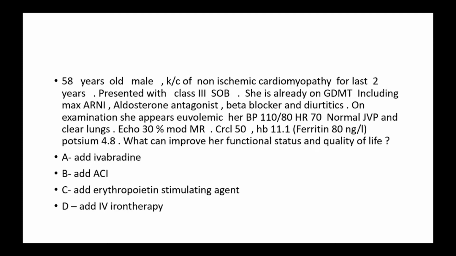This one is a 58 year old male, a known case of non-ischemic cardiomyopathy for the last 2 years. Presented with class 3 shortness of breath. He's already on guideline-directed medical therapy, including maximum dose of ARNI, aldosterone antagonist, beta blocker, and diuretics. On examination, she appears to be euvolemic. Her blood pressure is 110/80, heart rate is 70. She had a normal JVP and clear lungs. Her echo shows EF 30% and moderate MR. Creatinine clearance is 50. Hemoglobin is 11. Ferritin is 80. And she has a potassium of 4.8. What can improve her functional status and quality of life?